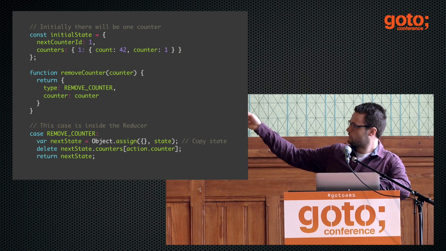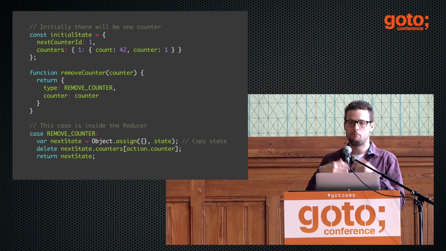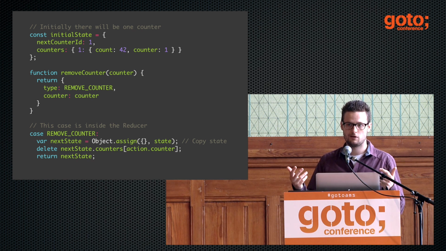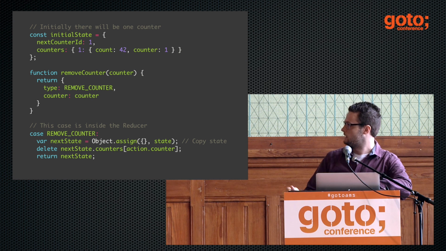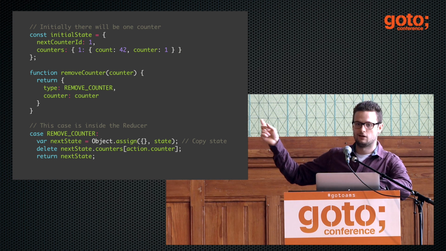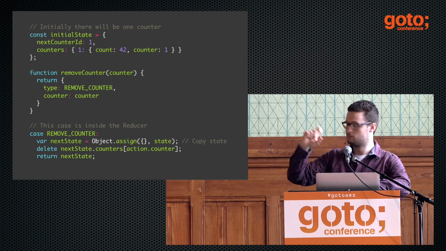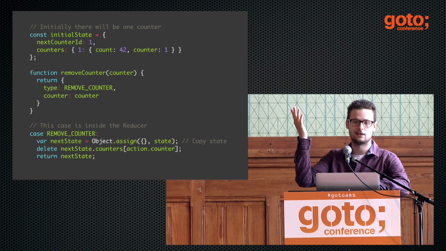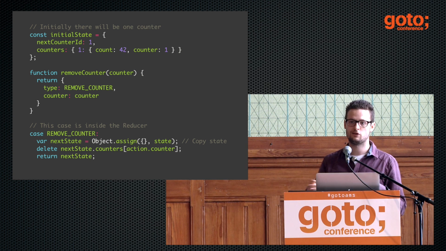And then somewhere inside the reducer, we have the remove counter. And there I do this little trick with object assign to create a copy of the current state. Because remember, we cannot manipulate the existing state. And then we simply take the counter from the action and we delete the key in the key value pair map. And then we return the state and then we have removed the counter. So in this case, if we call remove counter with 1, then the count 42 will be removed.